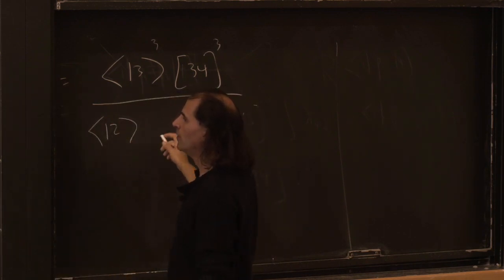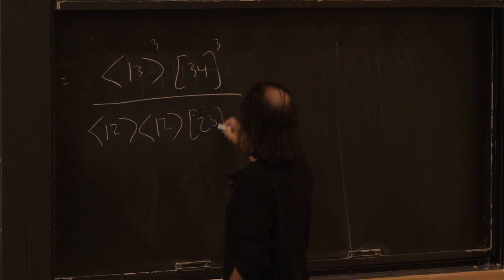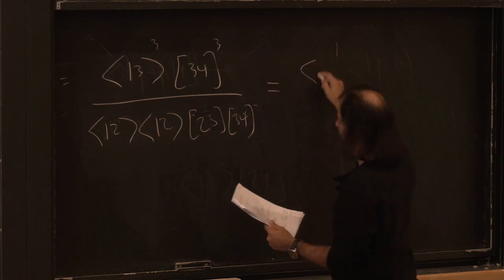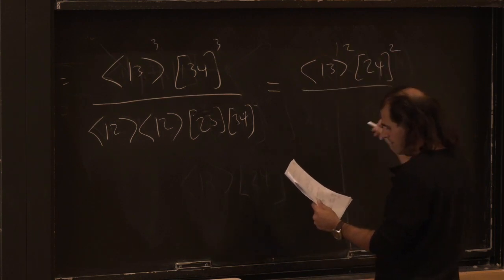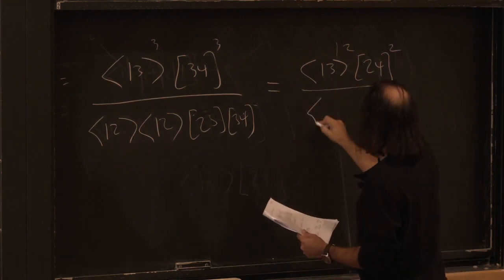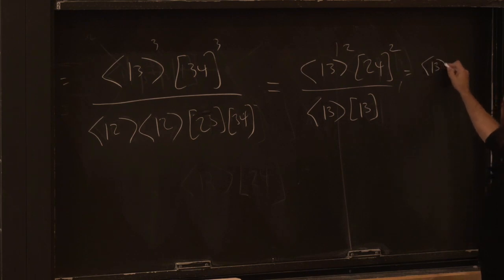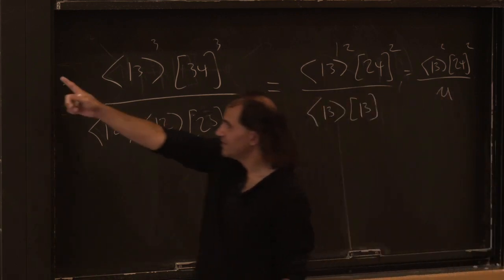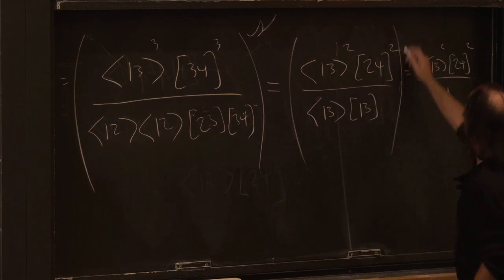So I have something like 1, 2, 1, 2, and then 2, 3, 3, 4. Okay, and so you can see that by again the same tricks, this is 1, 3 squared, 2, 4 squared, divided by angle 1, 3, 1, 3, which is 1, 3 squared, 2, 4 squared over u. Okay, so that's what's inside. This is all raised to the power of s.